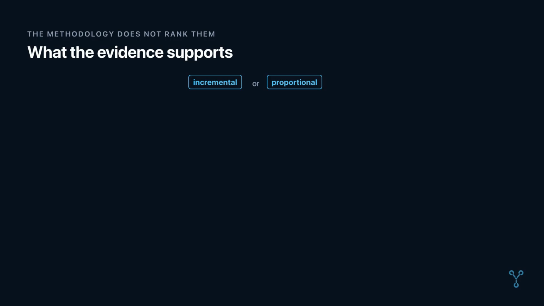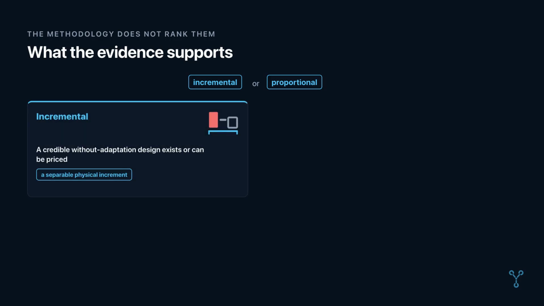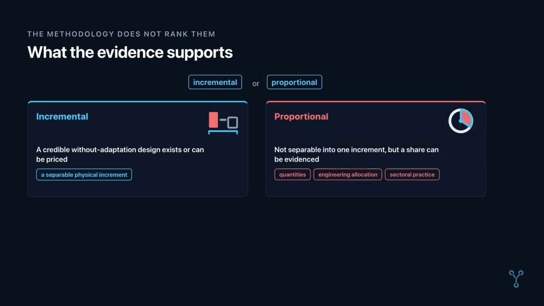The methodology does not rank the two approaches. It says that for Type 1 and Type 2, adaptation finance is estimated using an incremental approach or a proportional approach. The practical distinction is what the evidence supports. The incremental approach is used when a credible without-adaptation design exists or can be priced, when the adaptation response is a physical increment that can be isolated and costed. The proportional approach is used when the adaptation and development functions are not separable into a single physical increment, but an evidenced share can be established from quantities, engineering allocation, service or beneficiary analysis, or documented sectoral practice.